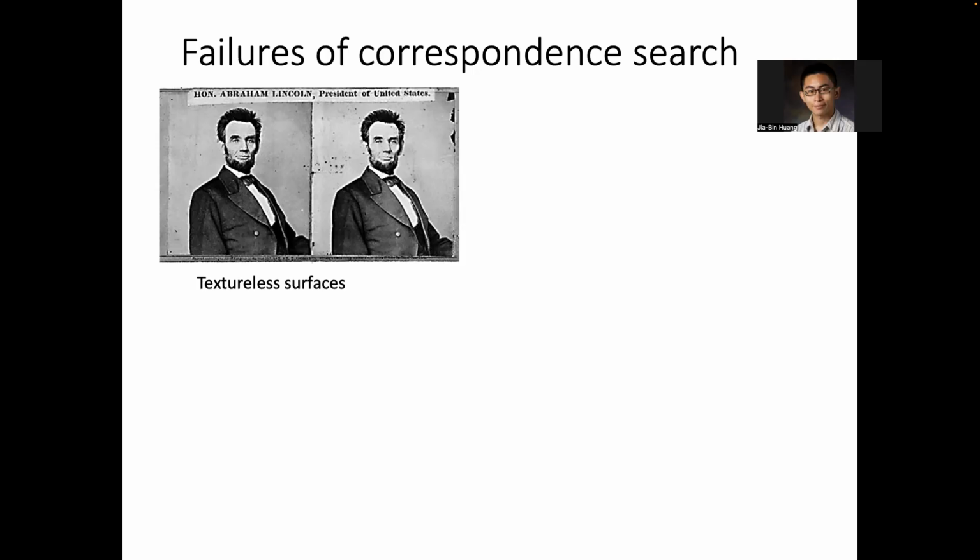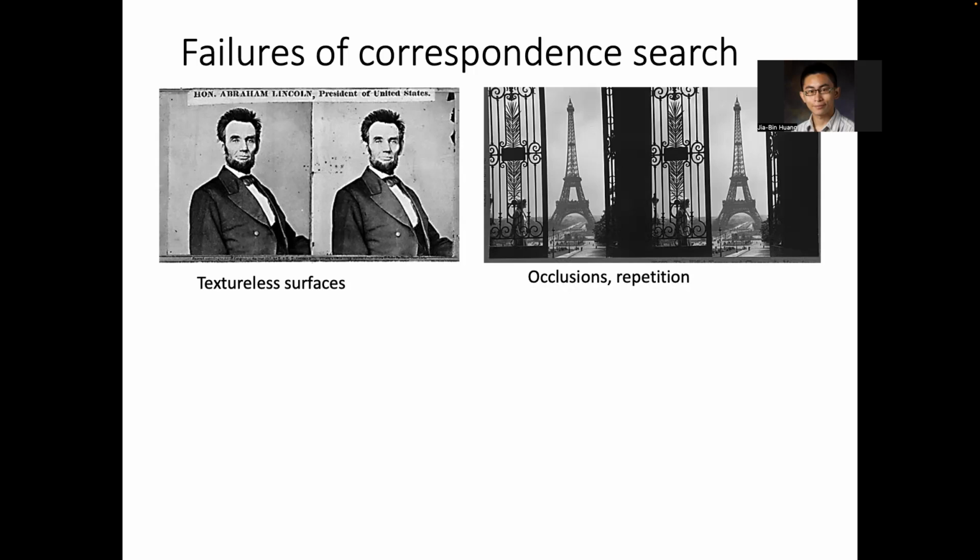So this is hard. Another thing that could be hard is repetitions, right? Remember that when we talked about repetition, it's really hard when you try to do SIFT feature matching. Same thing here. If you look at this repetition, if you have a bounding box here, it matches to a lot of places on the right hand side. So repetitions are really hard to handle.